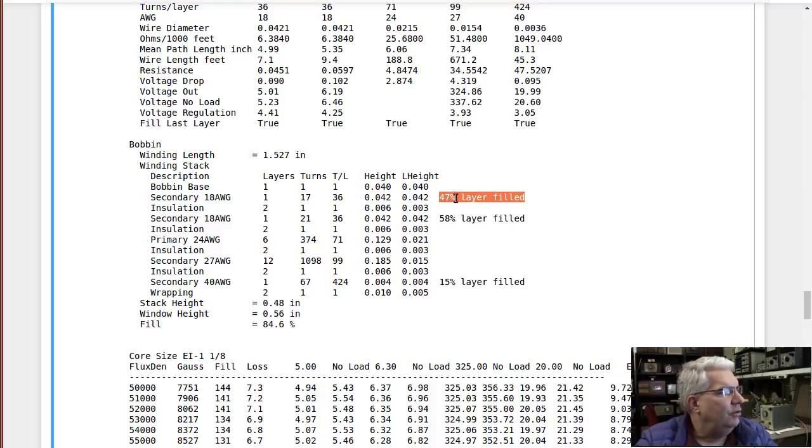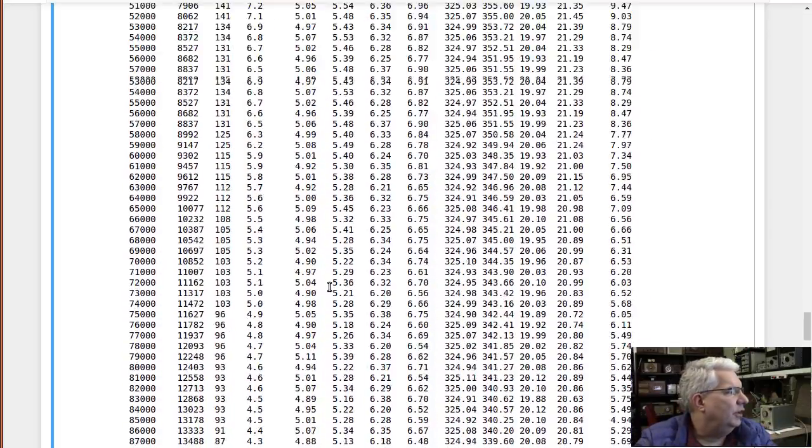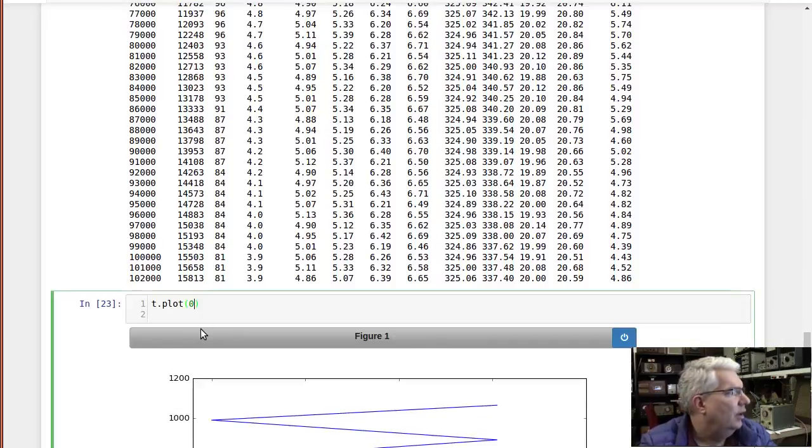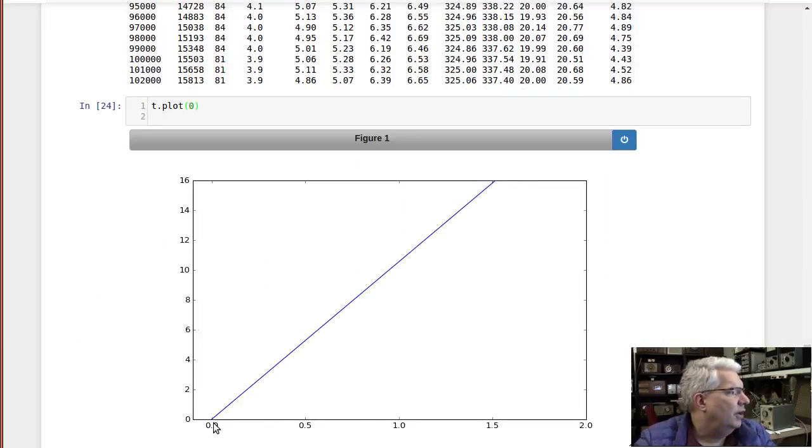So if these two added together were less than 100, we could do both of those windings in the same layer. And we can see this if we just plot one of those things. Let's just plot that number 0. So you can see that what's going on is it's starting at 0 and it's working all the way across the bobbin, and it's going to end up at 16 turns.